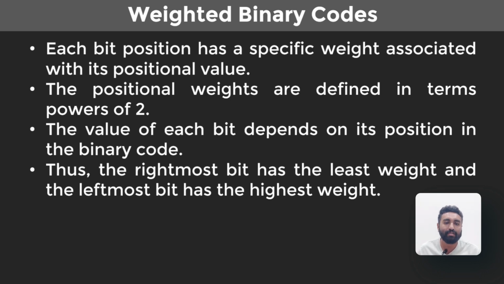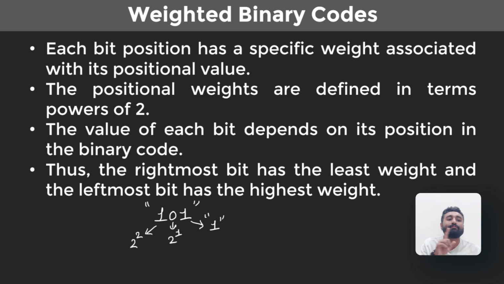The first sentence says that each and every bit position has a specific weight. So if I'm writing 1 0 1, and this is a binary, which we have seen in the first and second video in this playlist, this has a weight 1, this has weight 2 to the power 1, and this has weight 2 to the power 2. So here each and every digit holds a specific weight, and that weight is associated with their positional value.